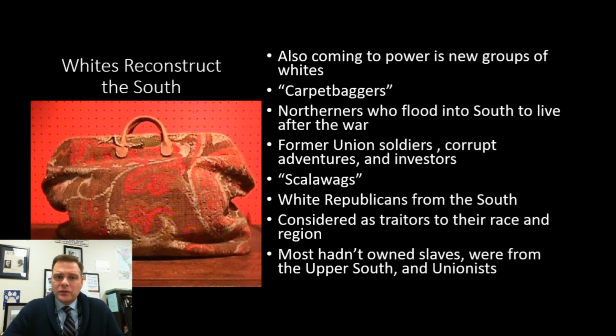Some were adventurers, others investors, and for Southerners seeing this, these Northerners coming down with their carpet bags looking to kind of take advantage of the bad economics of the South for their benefit, they referred to them as carpetbaggers.